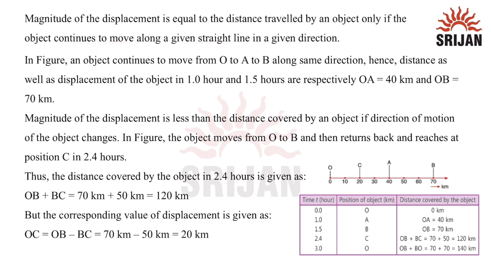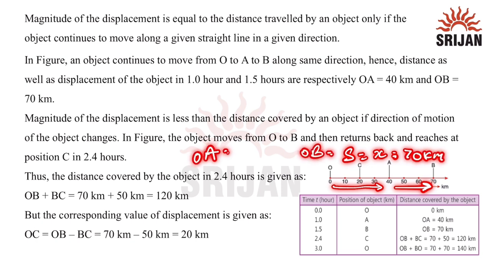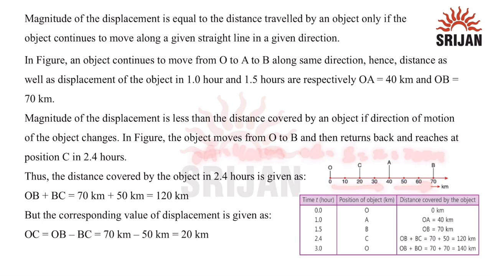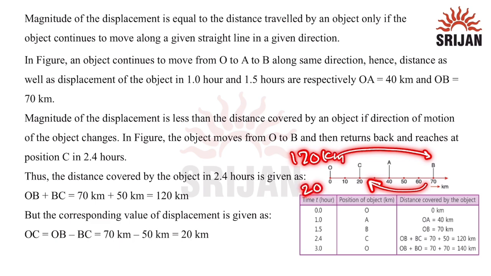In this figure, the object continues to move from O to A and then A to B in the same direction. Hence, the distance as well as the displacement of the object would be 70 kilometers for OB, and for OA it would be 40 kilometers for both of them, right? Now, the magnitude of displacement is less than the distance covered by an object if the direction of motion of the object changes. In the figure, as you can see, when the object moves from O to B and returns back and reaches the point C in 2.4 hours, the distance traveled is 120 kilometers, but the displacement is 20 kilometers.